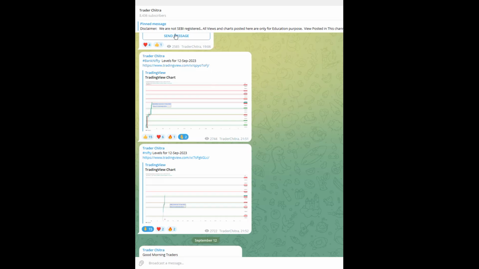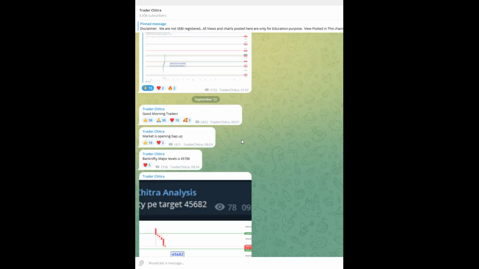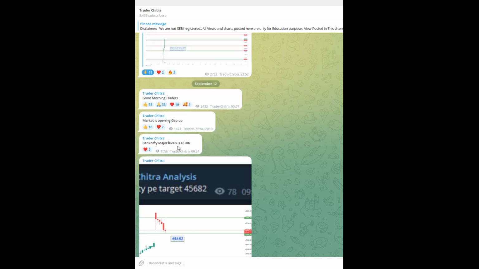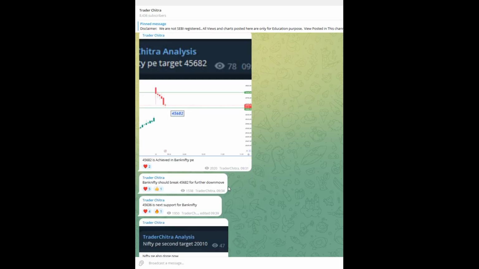This is my Telegram channel, Trader Chitra, currently having 8,000 plus subscribers. Here I will be posting the Nifty and Bank Nifty support and resistance levels for next day trading. That is, every evening I will be posting those levels. Here I have posted today that the Bank Nifty major level is 45,786. From there, we can see that Bank Nifty gave a fall, and I told the target as 45,682, so that also got achieved.